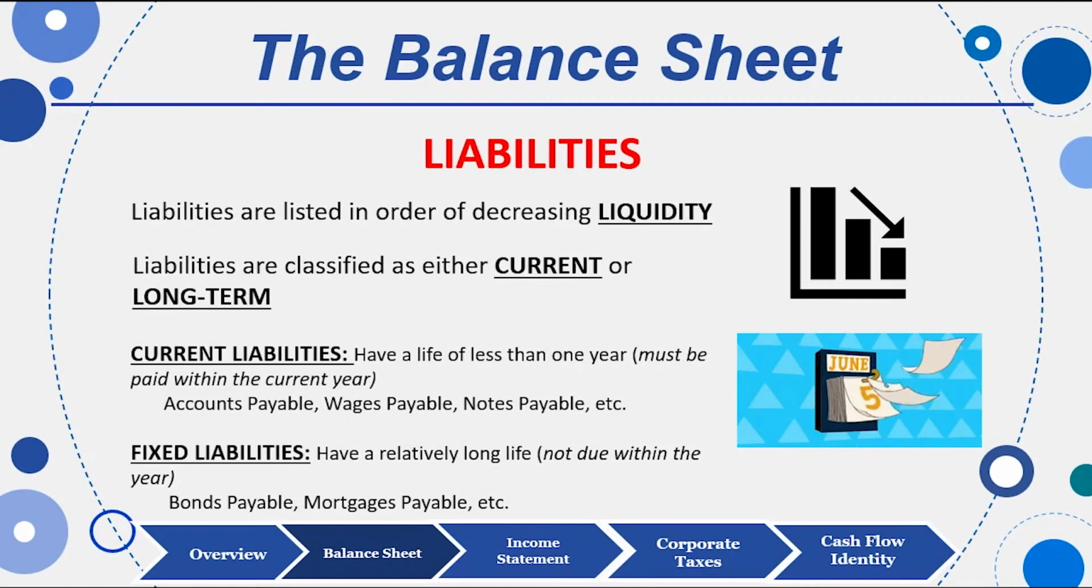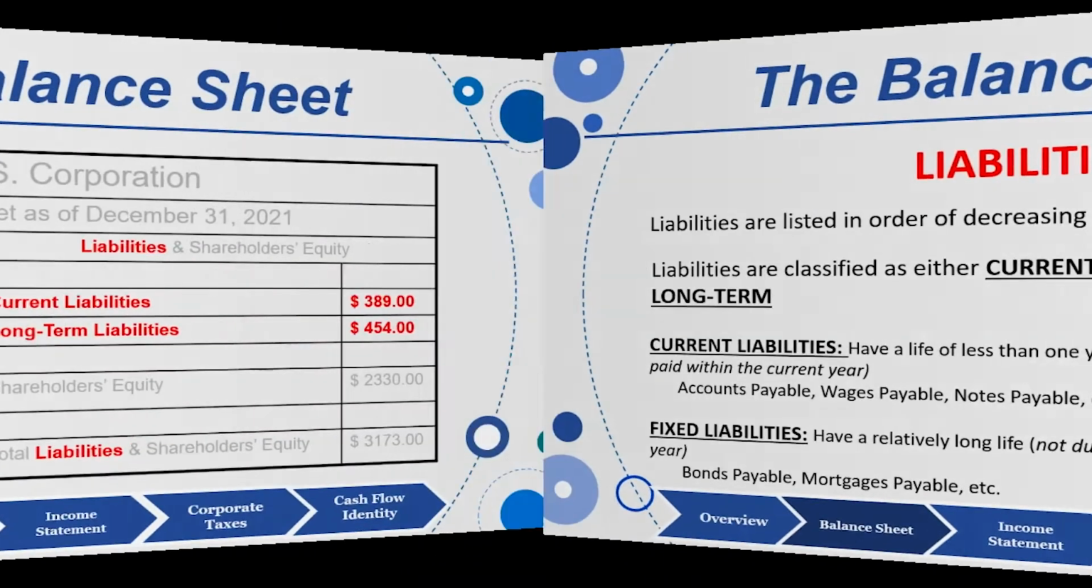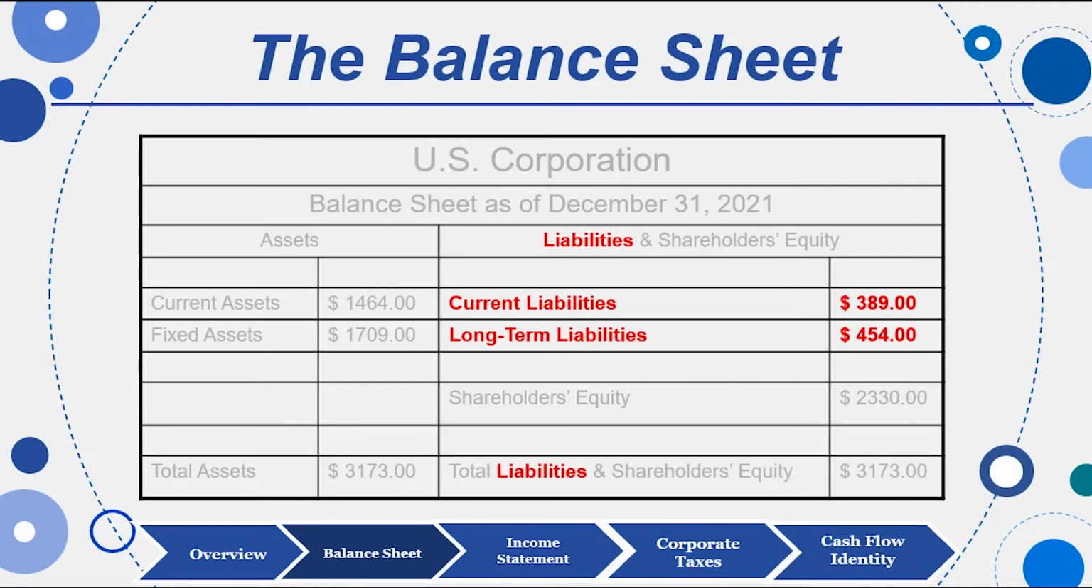Liabilities are also listed on the right side of the balance sheet in order of decreasing liquidity, classified as current liabilities or long-term liabilities. Current liabilities are things like accounts payable, notes payable, wages payable, interest payable, taxes payable. Long-term liabilities have a relatively fixed or long life. Bonds payable, mortgages payable. Mortgages can be 15, 20, 30-year type instruments. Bonds, same thing. A typical corporate bond runs 30 years. So liabilities are listed in order of decreasing liquidity.